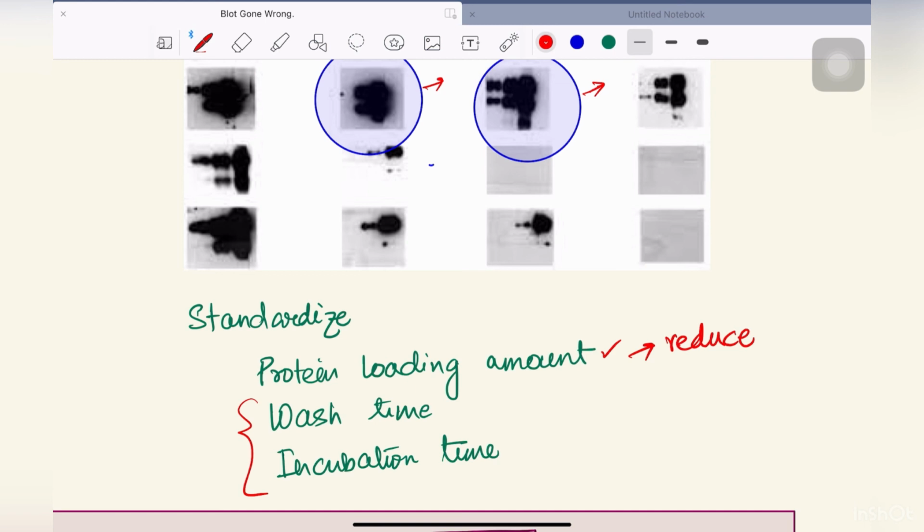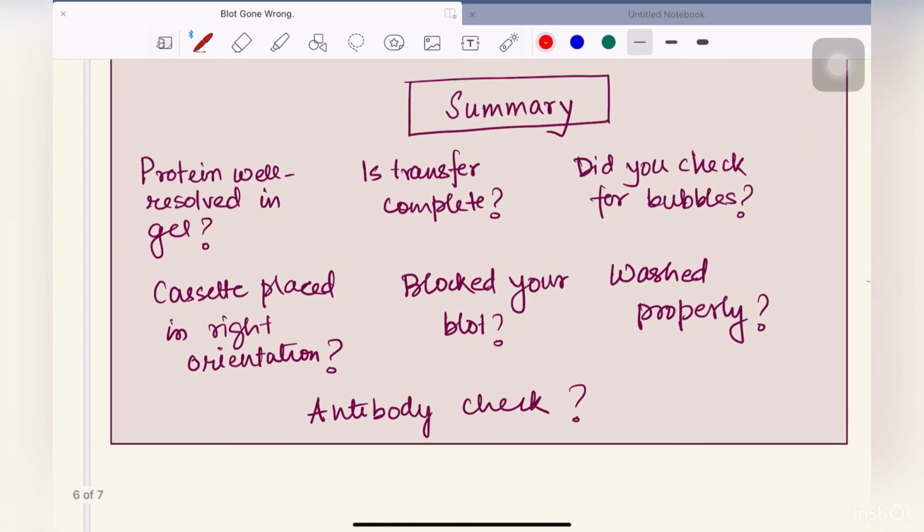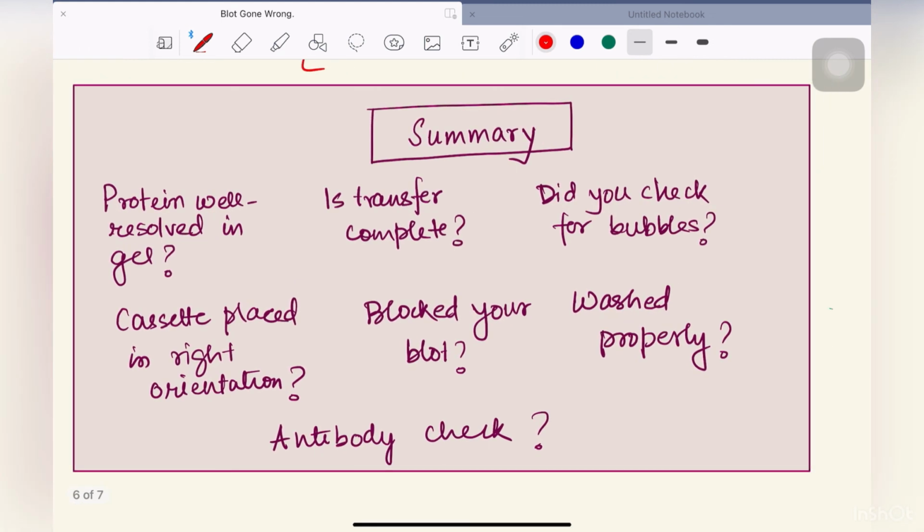So to summarize this thing up, check whether your protein is well resolved in the gel, whether your transfer is complete or not. Please avoid any bubbles. Roll over the membrane so that the bubbles can be avoided. Place the cassette in the right orientation, that is the membrane towards the positive side of the electrode. Block the blot properly, so that your non-specific blotches or anything non-specific can be avoided. Wash the blot properly and check your antibodies.